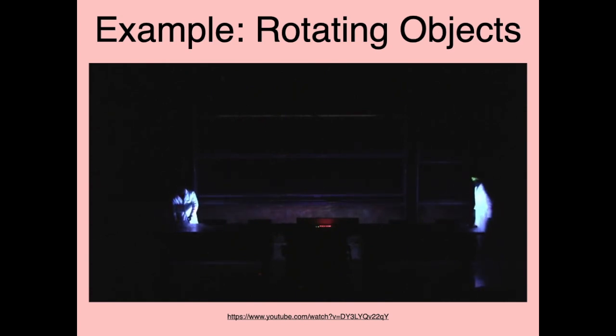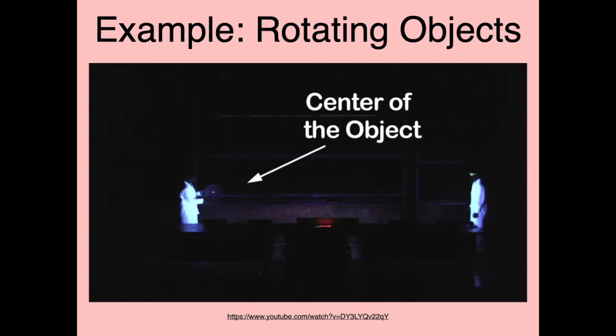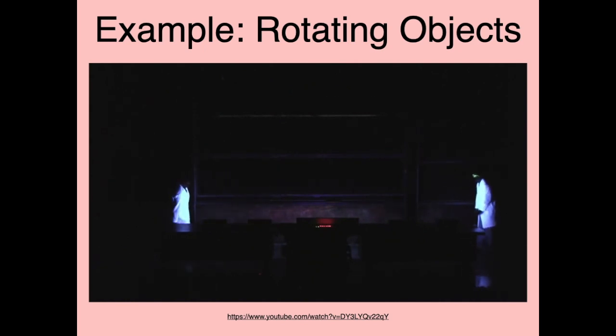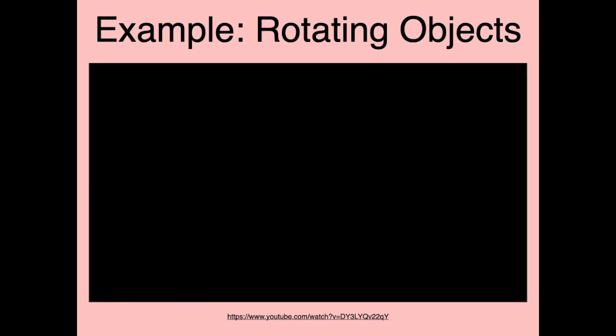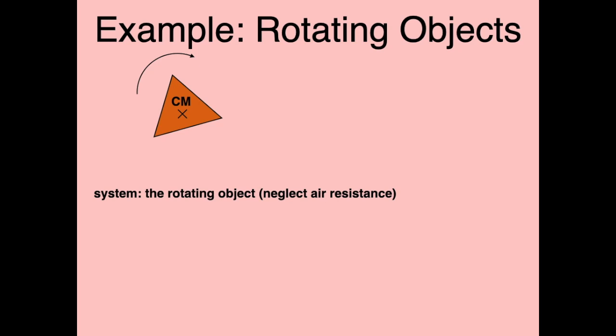So what pops out at you about this video? If we look at the center of mass of the object, what we notice is it doesn't appear to be spinning around. So although the object itself is spinning around, the center of mass isn't. It's just moving in a really simple path, kind of like a parabolic path we've seen for projectiles. So let's understand why this is.